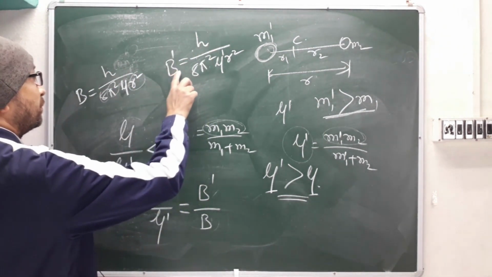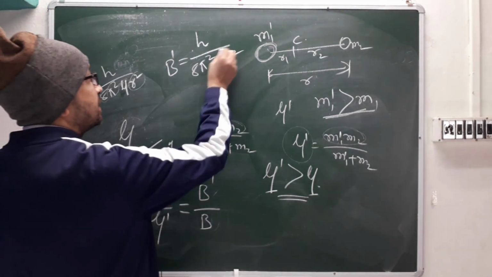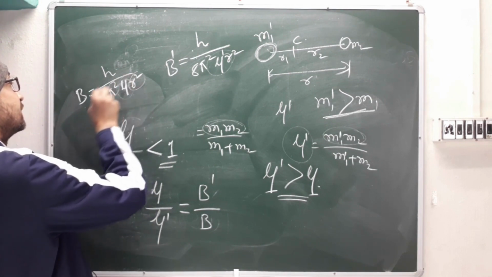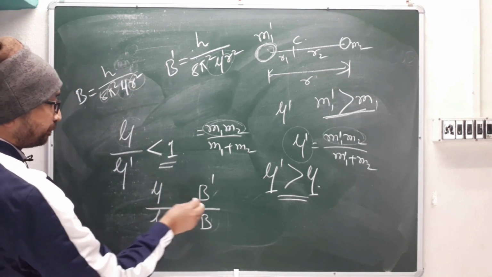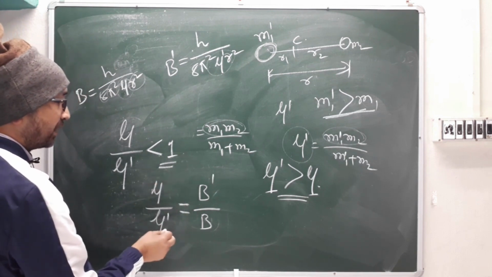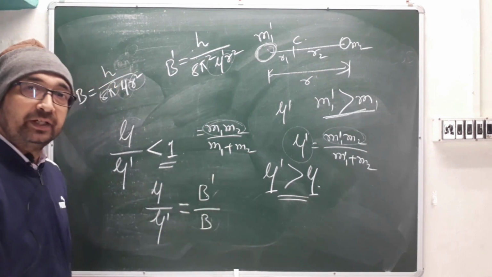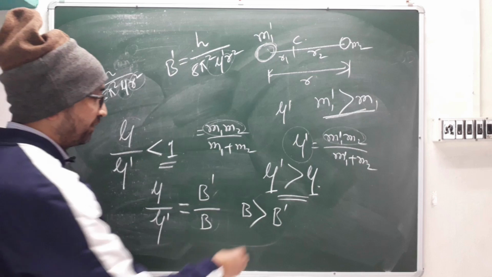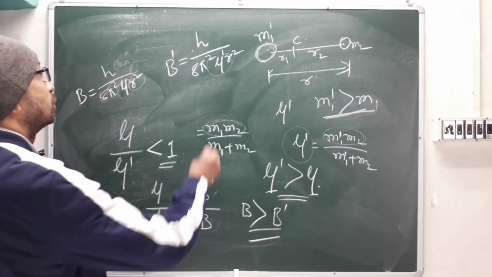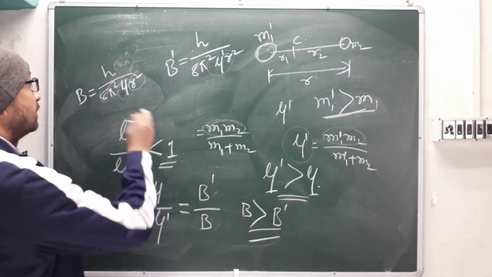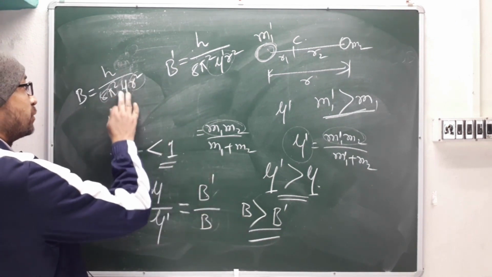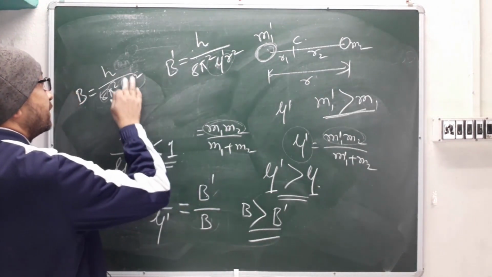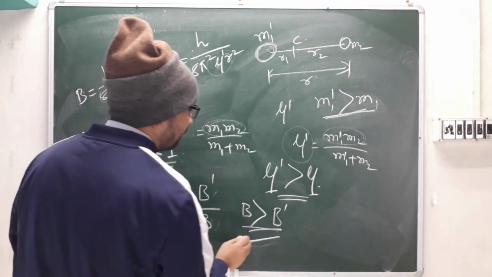So what is happening? See, for B prime, mu prime is in the denominator. If this is more, then this value will be less, right? Here, if this value is less, this value will be more. So likewise, if you divide this by this, it becomes B prime over B. It means your B value is greater than B prime. How did we get that B is greater? Because here it is lesser reduced mass, here it is more reduced mass. If it is more, it will be less. If it is less, it will be more. So from there we find this out.